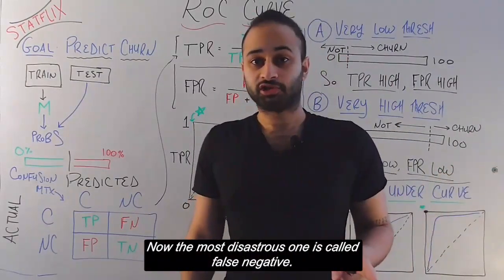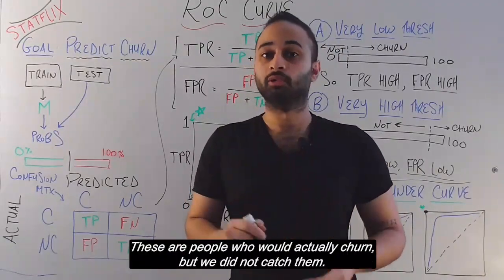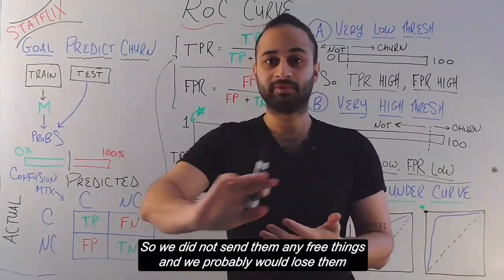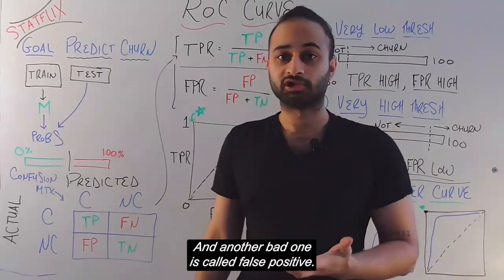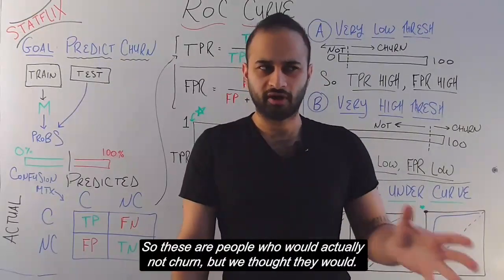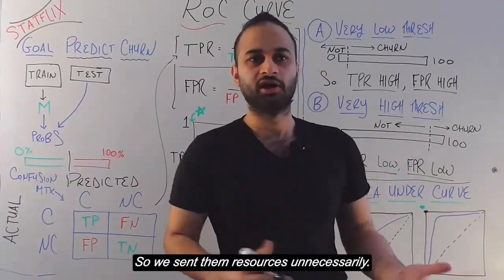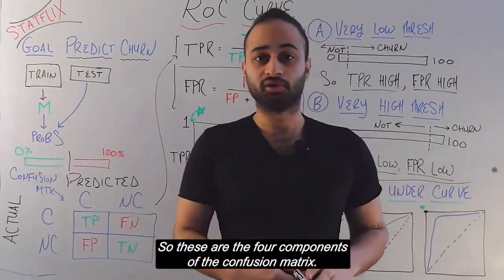Now, the most disastrous one is called false negative. These are people who would actually churn, but we did not catch them, so we did not send them any free things, and we probably would lose them as customers. And another bad one is called false positive. So these are people who would actually not churn, but we thought they would, so we sent them resources unnecessarily, okay? So these are the 4 components of the confusion matrix.